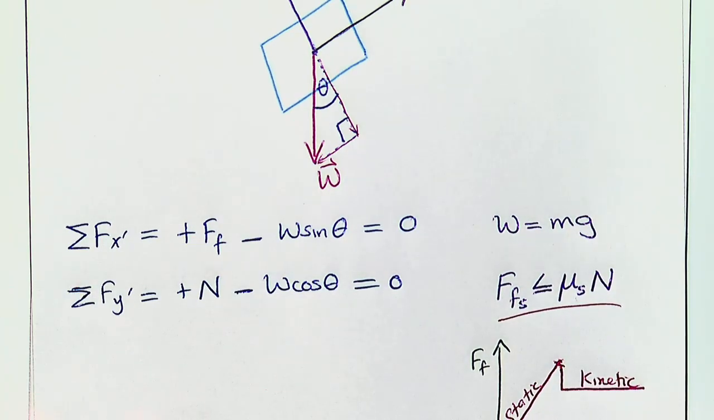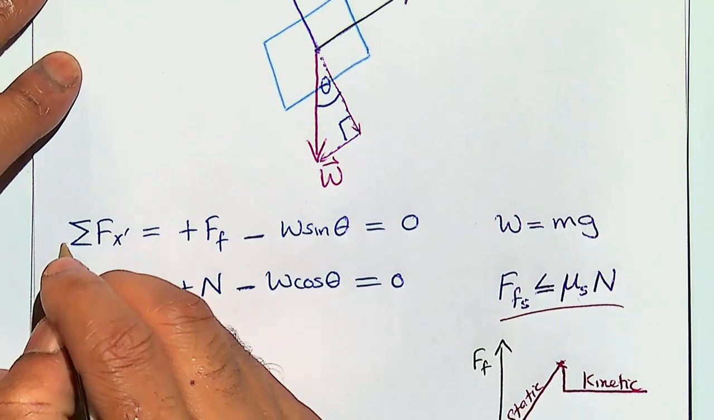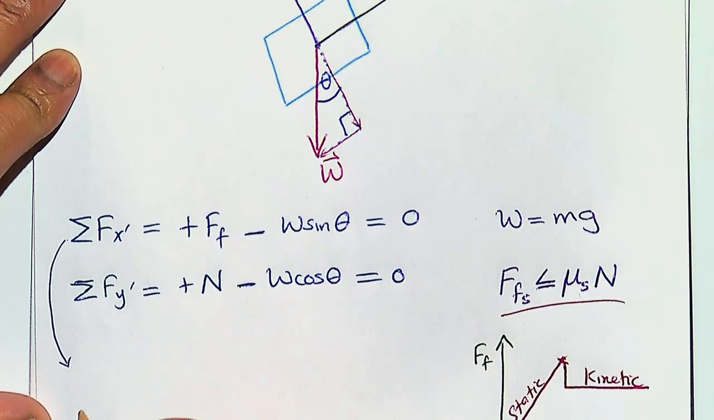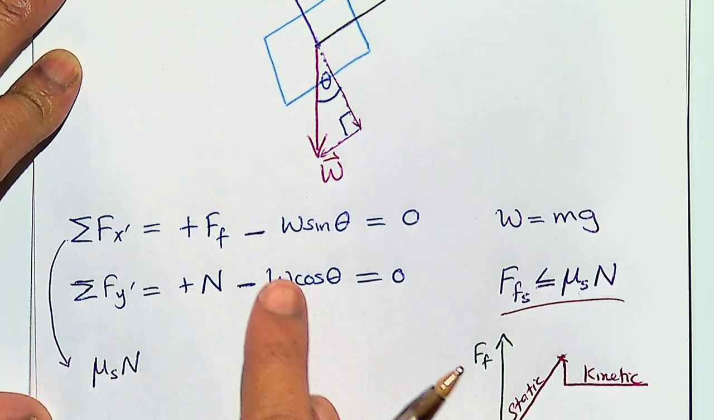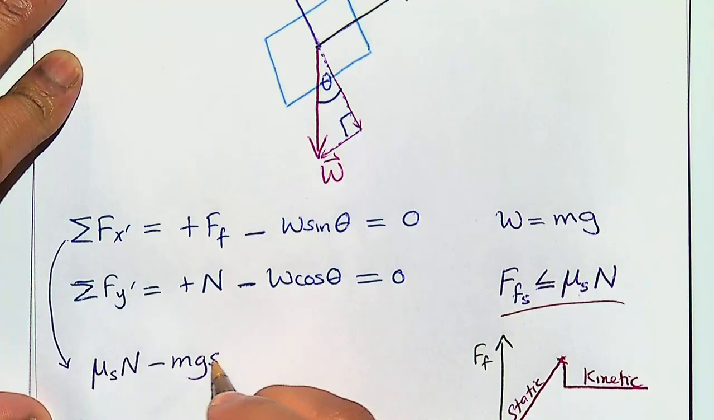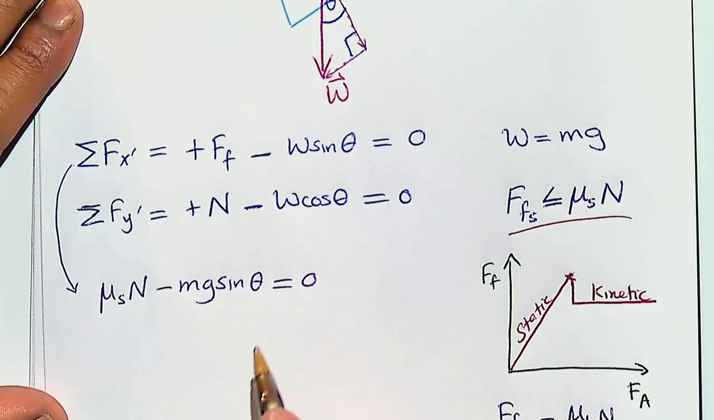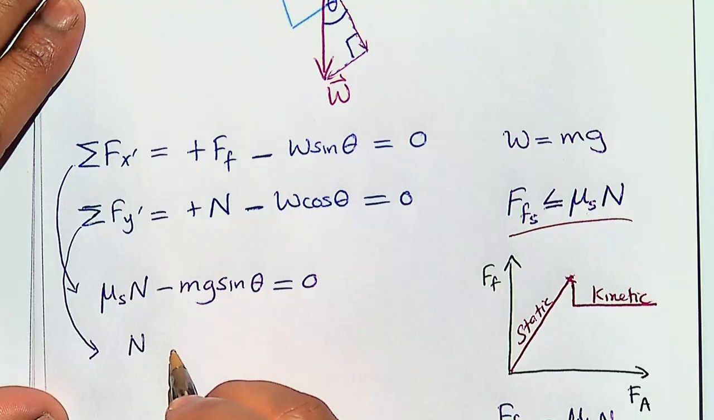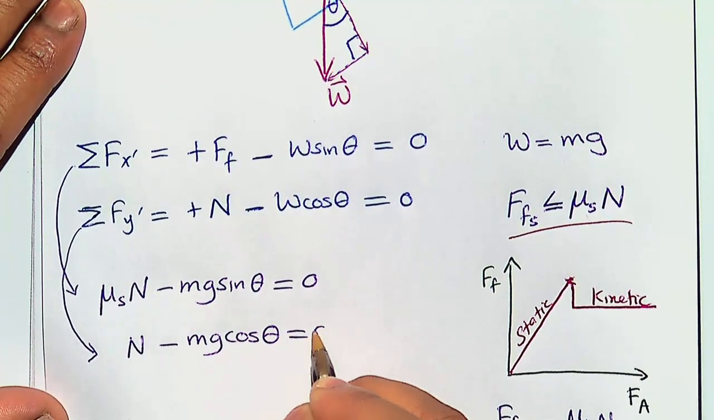So doing some substitutions, what can we do? We're going to use the x equation. Let me rewrite that. The force of friction, we're going to substitute and say it's the static coefficient of friction times the normal force, and then we have the weight and sine. So weight is mg, sine of theta is equal to 0. Okay, so we wrote the x equation. Let's rewrite the y equation. That has a normal force minus mg cosine of theta is again equal to 0.